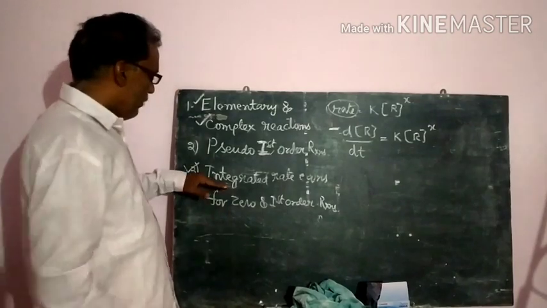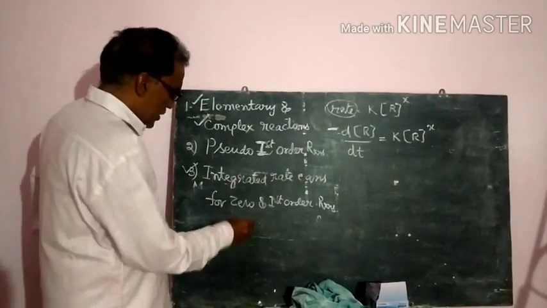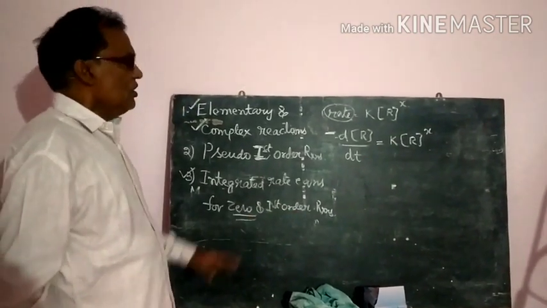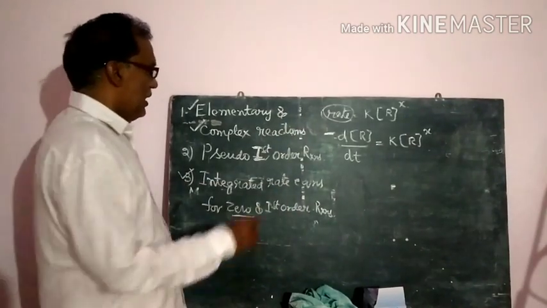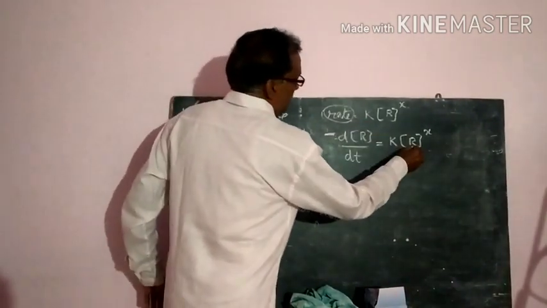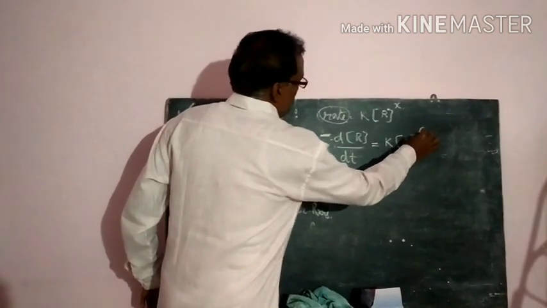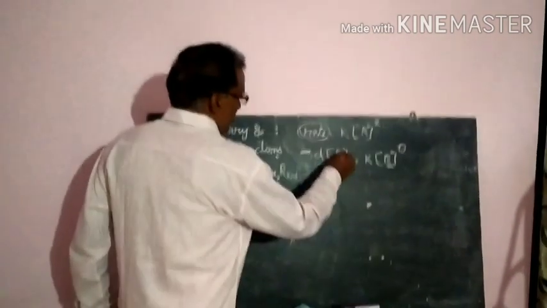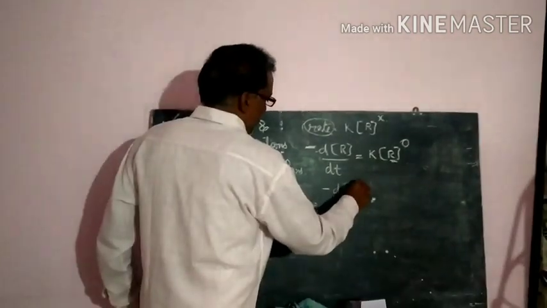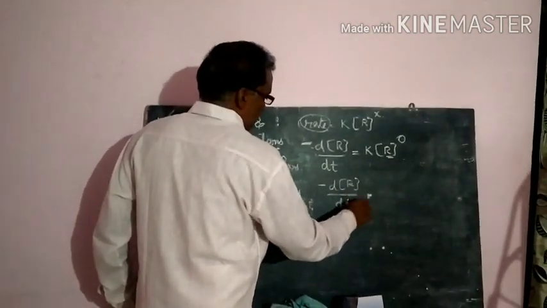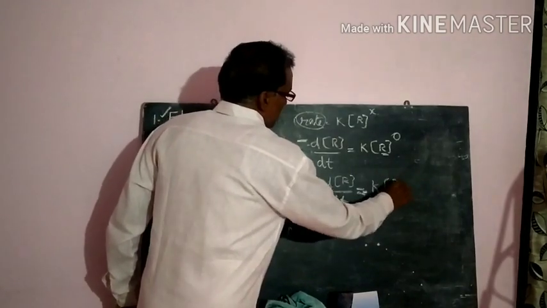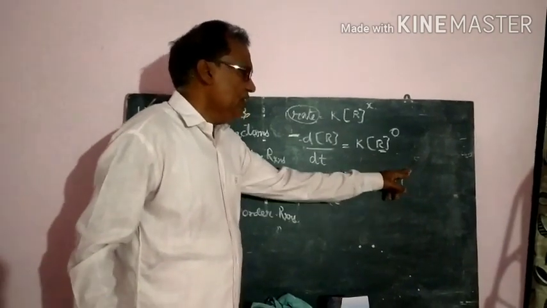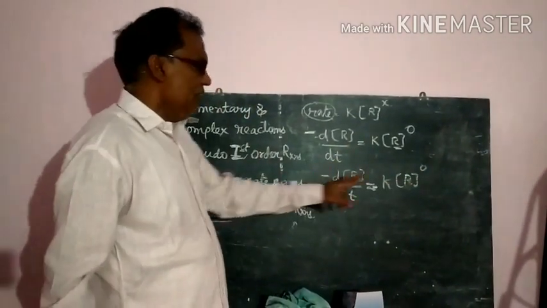Now how do we find the integrated rate equations? First we will see zero order, and afterwards we can do the first order reaction. For zero order, what is the meaning of that? The order with respect to the reactants should become zero. So now we know that the change in the concentration of the reactants by the change in time is K into the concentration of R raised to the power 0. Already we know that R raised to the power 0 is equal to 1. For zero order, it is equal to 1.